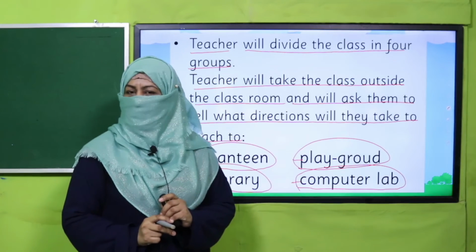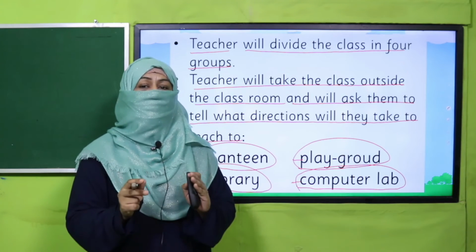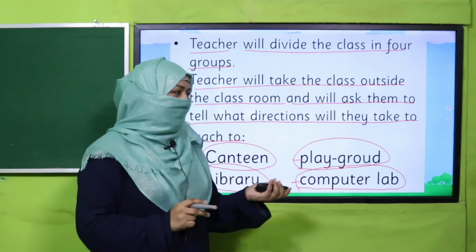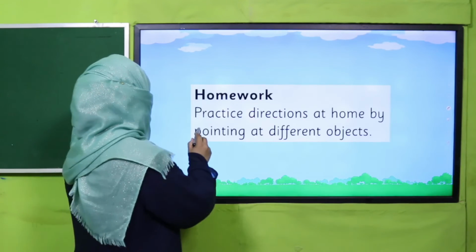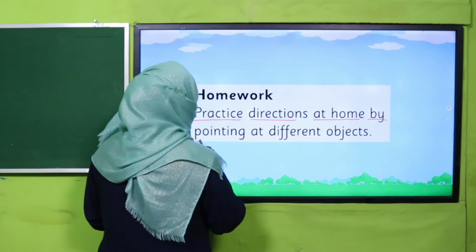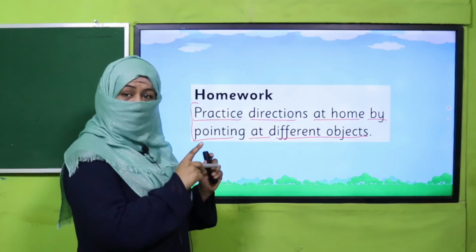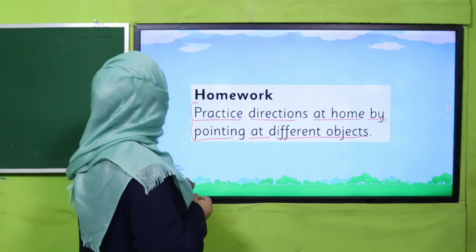Yes, my dear children, are you done with it? Good job. I hope now you understand all 4 directions: left, right, up, down. Okay, so it's time for your homework. You will practice directions at home by pointing at different objects. You will tell, this is on my right side, this is on my left side. You will keep pointing and telling about the directions.